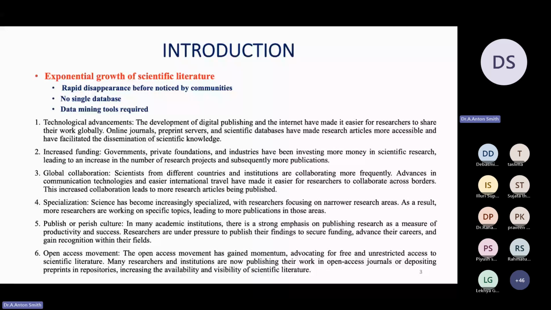Next, coming to the open access movement. This gives us work in open access journals, depositing preprints in repositories, and increasing the availability and visibility of scientific literature. So whenever you go for publishing an article, they gain momentum, advocating free and unrestricted access to the scientific literature.